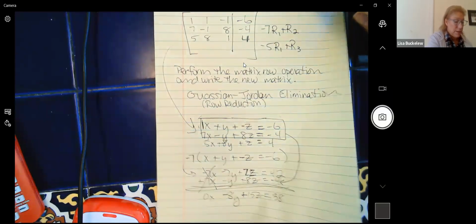All right, so let me start again. Here is the augmented matrix form that we just had on the other page, for my 3 variable, 3 equation system.